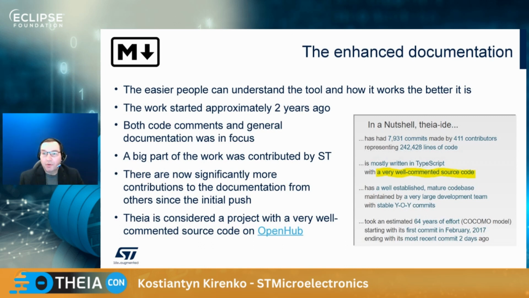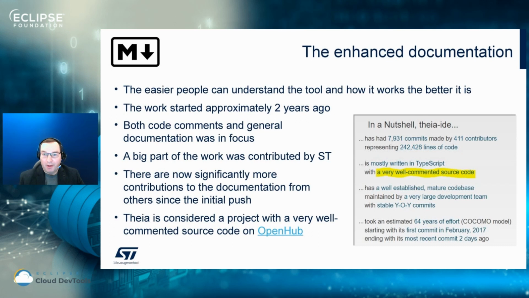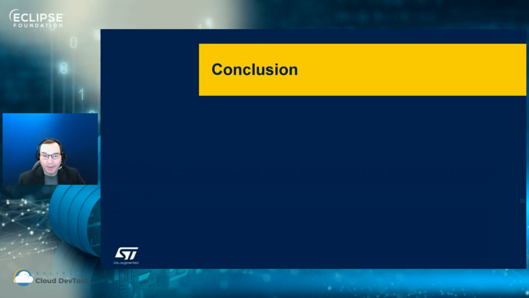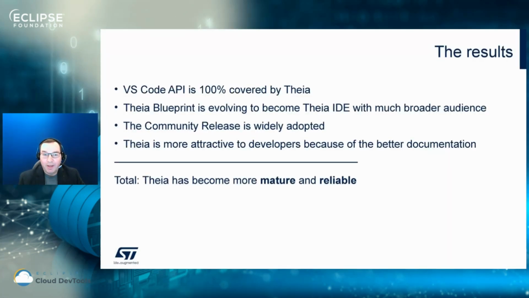It also started approximately 2 years ago. Both code documentation and general documentation were in focus. ST contributed directly, but what's important is that a lot of others have joined this movement now, and a lot of contribution is now done by others, not us. And as a result, look at the picture. Jonas mentioned it, and here you can also see that it's considered a very well documented product in terms of source code documentation. The result: the VS Code API was 100% covered by Theia with 1 month lag, but that's inevitable.